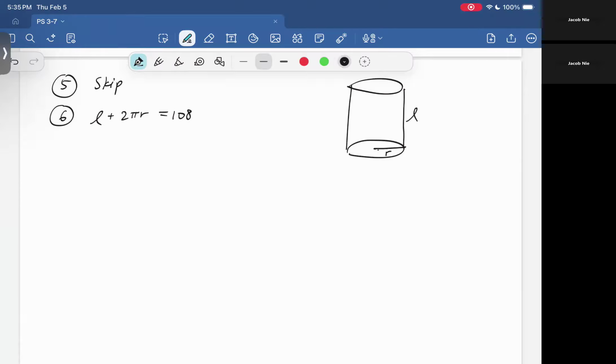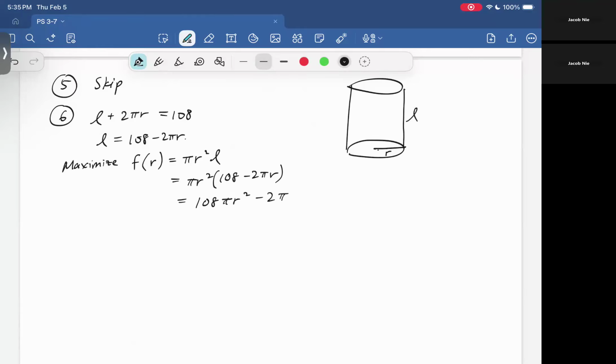Okay. So let's first write L in terms of R. L equals 108 minus 2 pi r. Trying to maximize. You could have used different letters, obviously. We're trying to maximize f of r equals the volume, which is pi r squared L. All right, area times height. Pi r squared times 108 minus 2 pi r, which equals 108 pi r squared minus 2 pi squared r cubed.